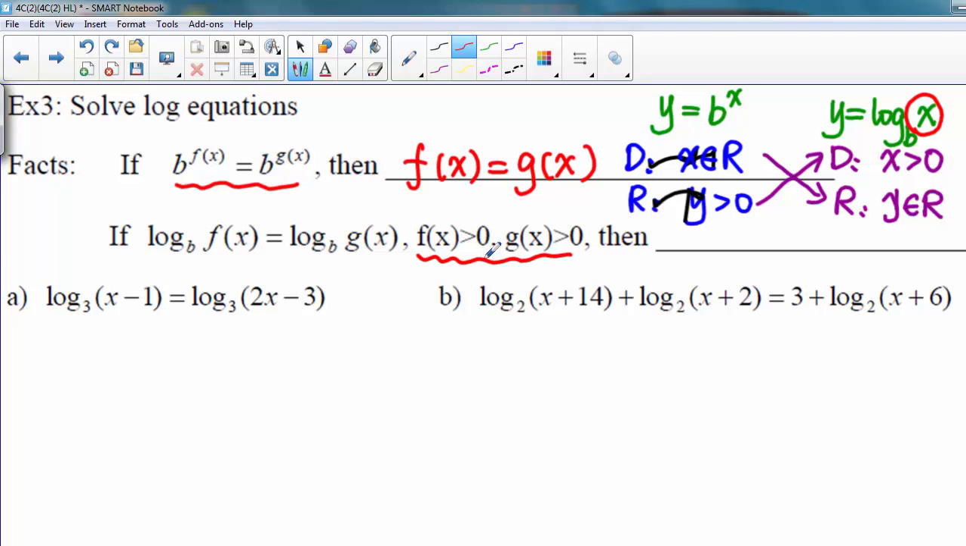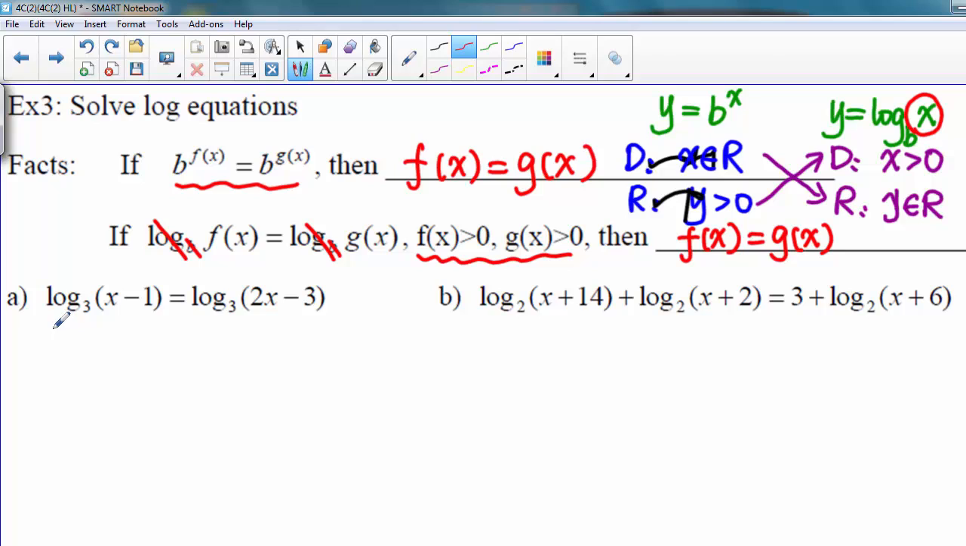Okay, with this restriction, and I have two logs on both sides, and these two logs have the common base, then I know I can ignore the log as well as its base. That means the arguments in these two logs must be equal. So that's how we can solve the log equations. So let's use this principle to solve the following log equations.